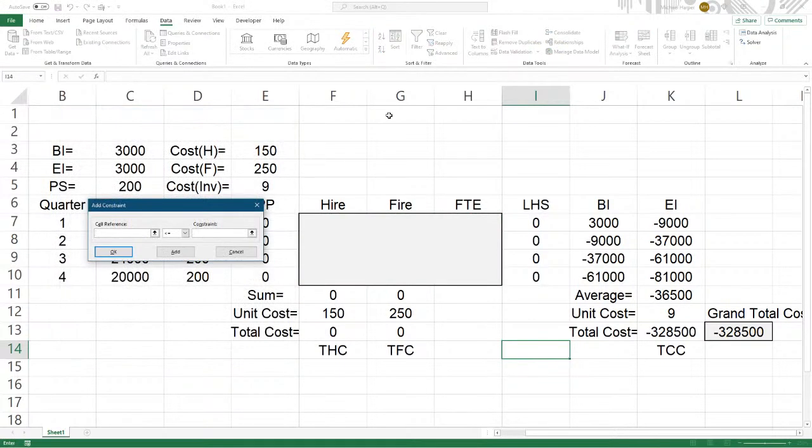Now I add my constraints. And my constraints are, first of all, my left-hand side here has to equal 0 to make them all equilibrium equations.